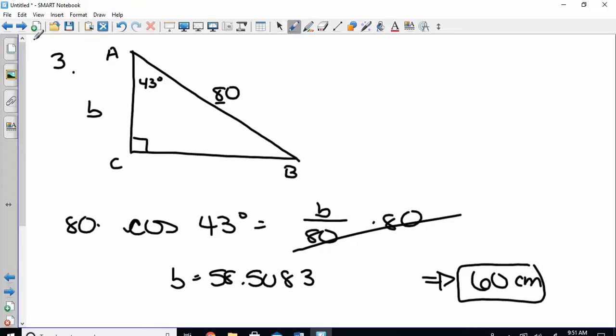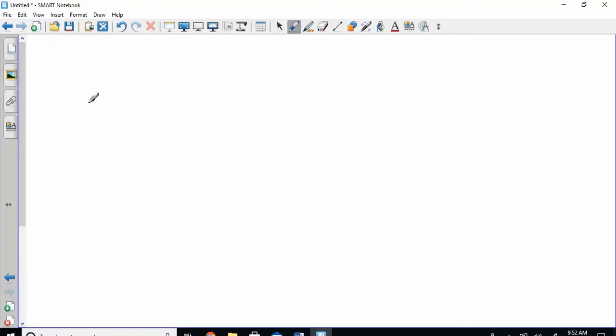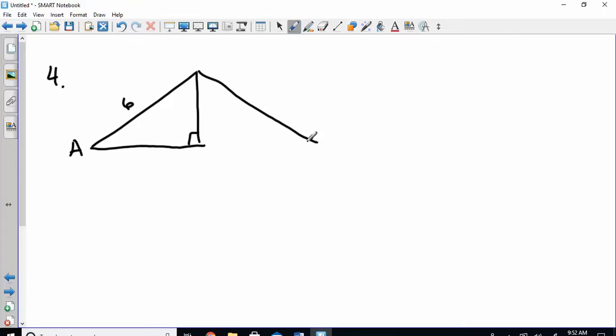Alright, is number 3 okay? So number 4, we have to find angle A. We have 2 right triangles. This is one of them, but all I know is one side. And then I have this right triangle over here where I know this is 30 degrees and this is 10. One thing we have is they share this side. So let's find that first.